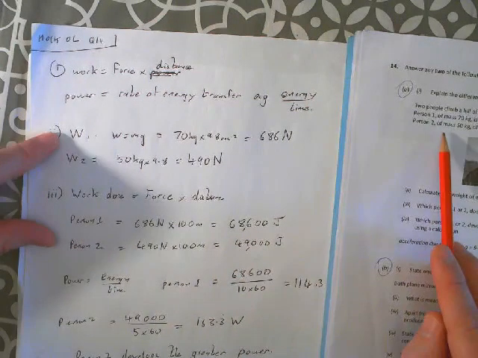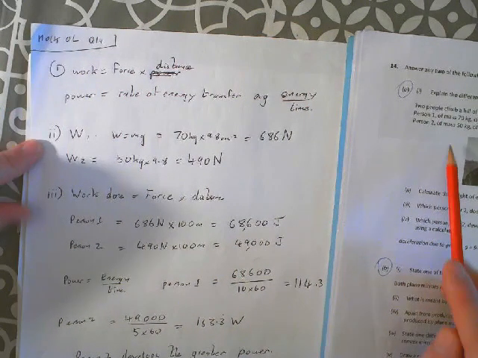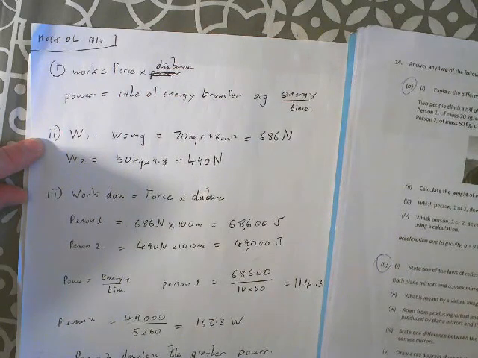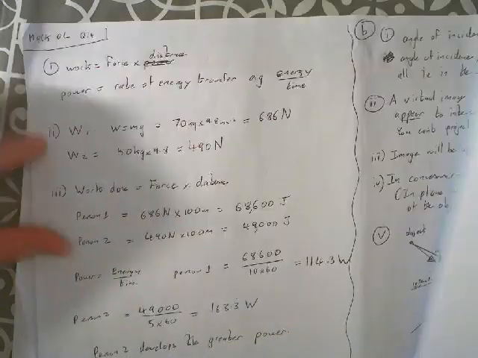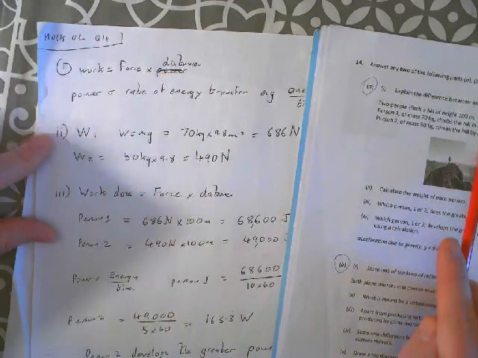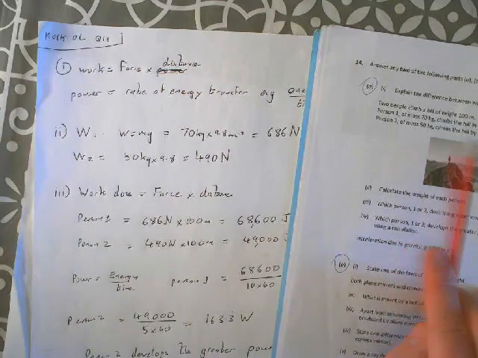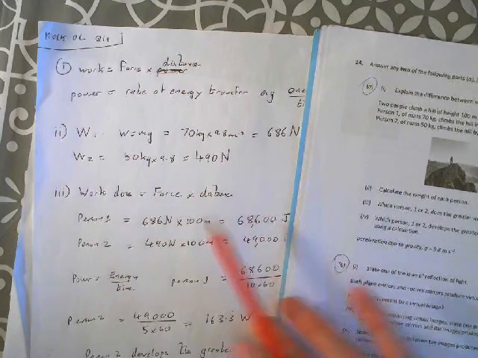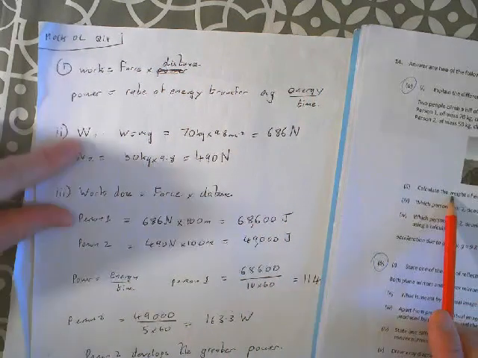So question 14, part A. Explain the difference between work and power. Well, work is force times distance, and power is how quickly work gets done, how quickly energy is transferred in relation to time. So you can just give the two definitions, absolutely fine.